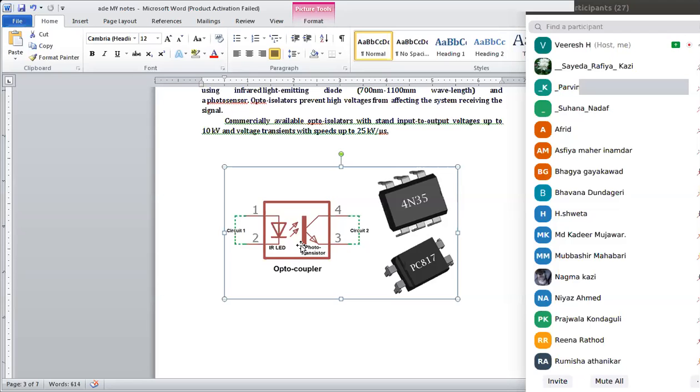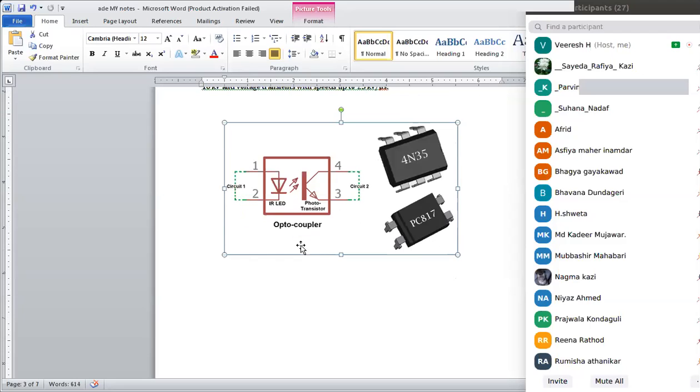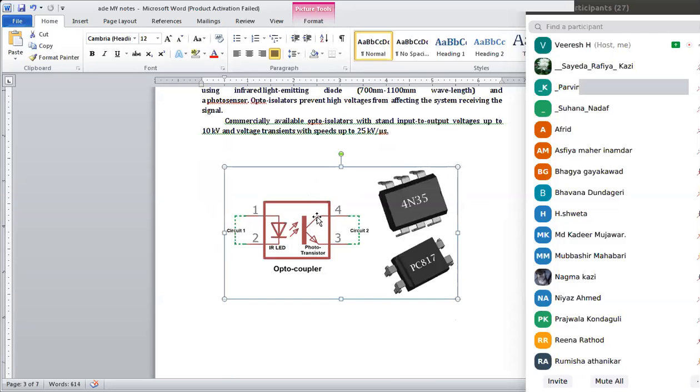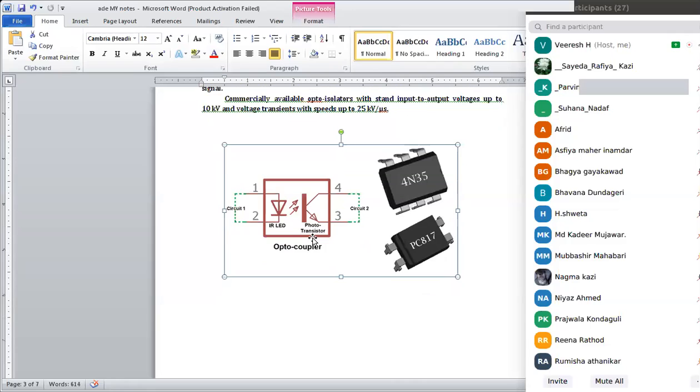What does the optocoupler contain? Basically, it contains one IR LED, an infrared LED, and one phototransistor. The phototransistor is equivalent to the photodiode, which we have already discussed. When light falls upon a photodiode, it generates a small amount of current. Likewise, with the phototransistor, whenever light falls upon this transistor, it generates a small amount of current, which is going to control the second circuit.